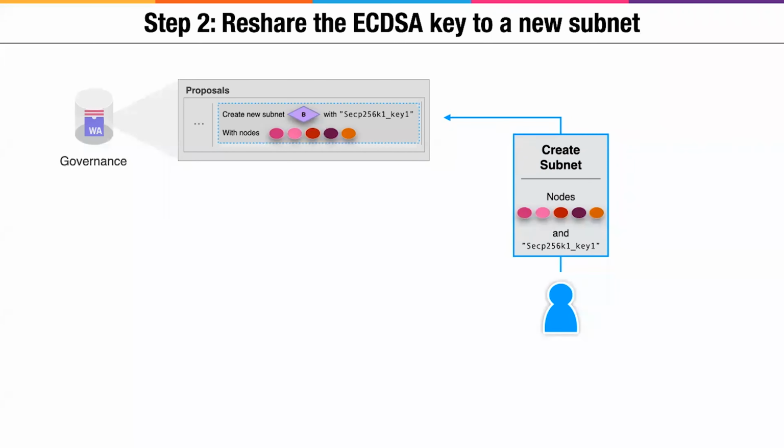So the second step mentioned by Dieter was about creating a new subnet, together with the possibility of resharing an existing key to this new subnet. Again, this process is initiated by a proposal, an existing proposal, which is a create subnet proposal. Unsurprisingly, this is used to create a new subnet, and this needs to include all sorts of parameters that are used by the subnet, including the list of nodes that need to be assigned to it. So this needs to be unassigned nodes that are not already assigned to other subnets. And optionally, from now on, it will also be possible to specify a key identifier for an ECDSA key that we would like this subnet to have.